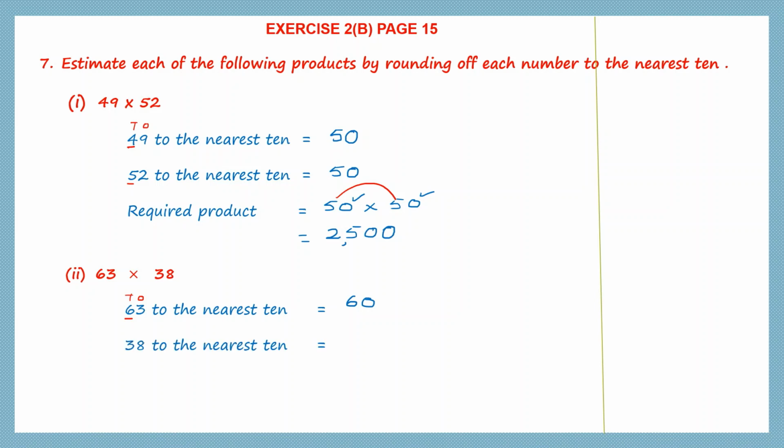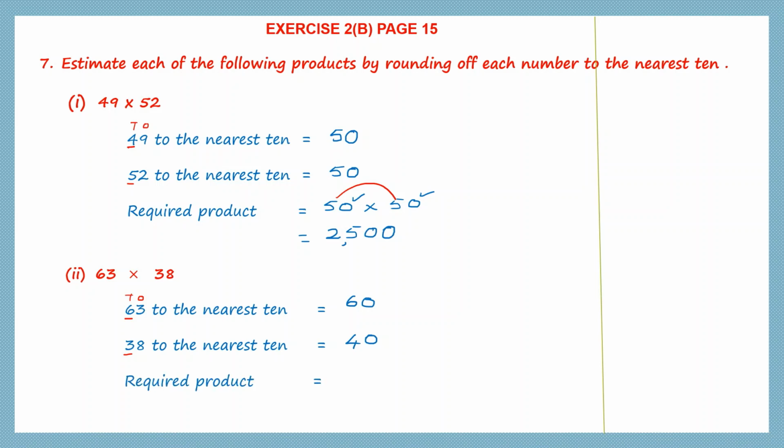Now 38 to the nearest 10. So the digit in the tens place is 3. The digit to its right is more than 5. So 3 will change to 4. In place of 8 we have a 0. 38 to the nearest 10 is 40.